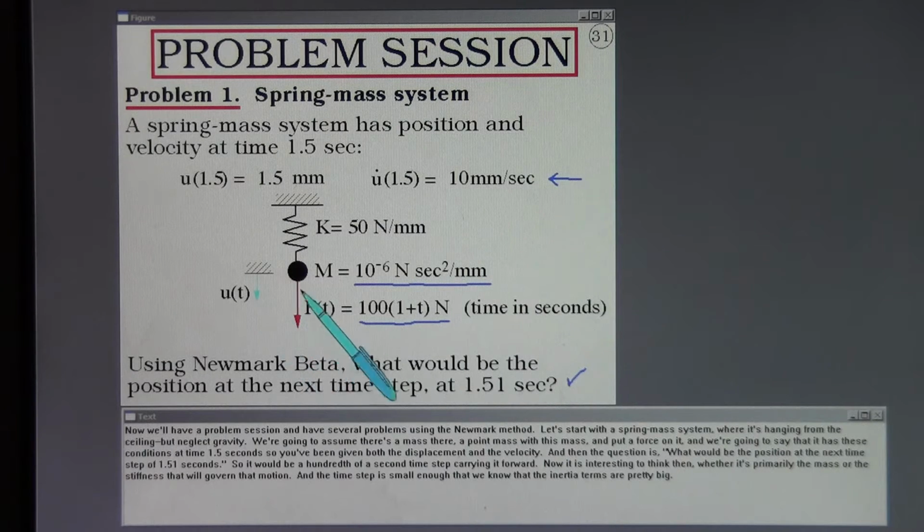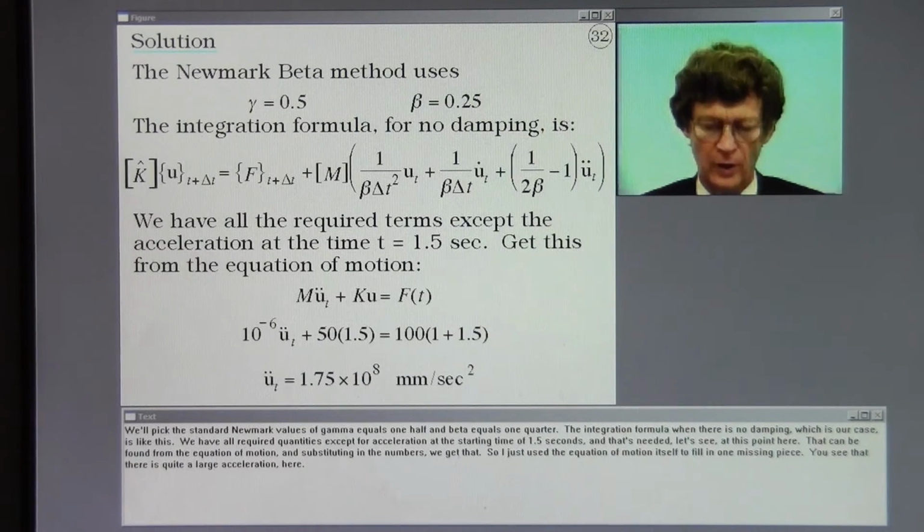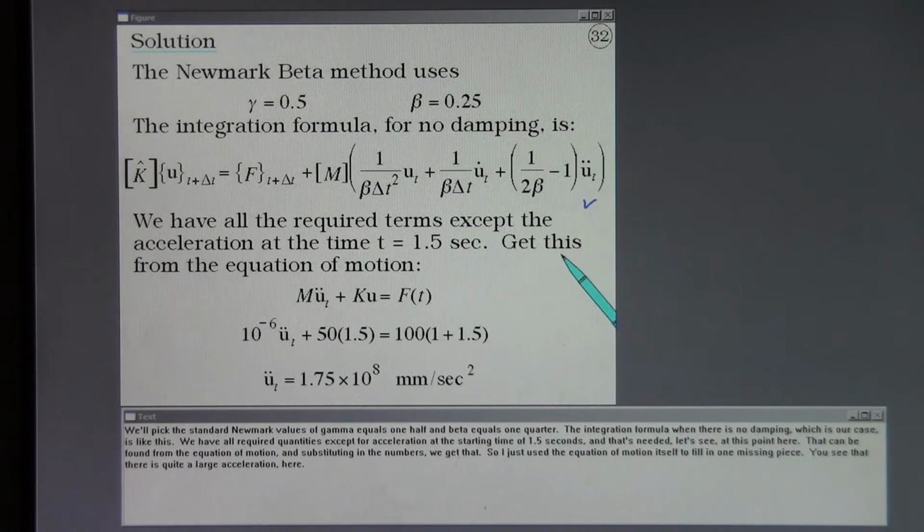It is interesting to think whether it's primarily the mass or the stiffness that will govern that motion. If the time step is small enough, we know that the inertia terms are pretty big. We'll pick the standard Newmark values of gamma equals 1/2 and beta equals 1/4. The integration formula, when there's no damping, which is our case, is like this. We have all required quantities except for acceleration at the starting time of 1.5 seconds. That can be found from the equation of motion, and substituting in the numbers we get that. So I've used the equation of motion itself to fill in one missing piece, and there's quite a large acceleration here.